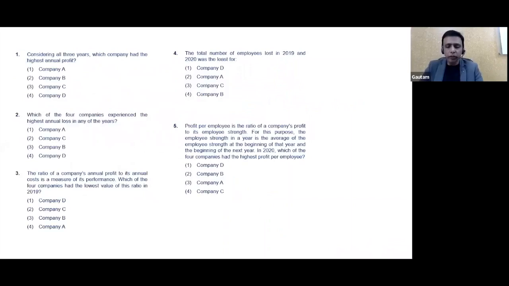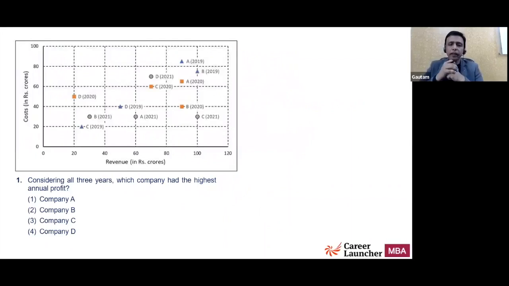So looking at question number 1 now, it says considering all the 3 years, which company had the highest annual profit? Now, 2 ways of doing it. I could have understood an imaginary line here. This line would be a line of no profit, no loss, because this would be a line where the company would be having equal revenue and cost. Fine. Now, anything above that signifies a loss.